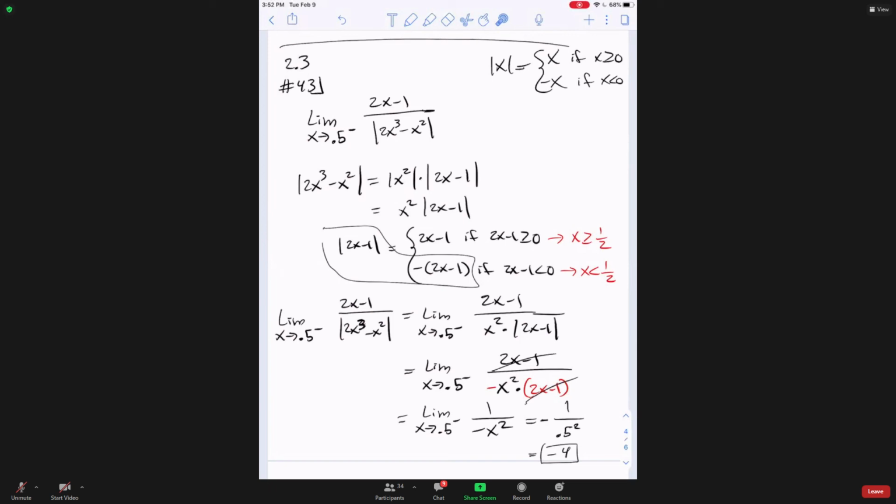And then how did you get the 1/2? Is that from the problem? Oh, just take this inequality and solve for x. Move the 1 over, divide by 2. Okay, thank you.